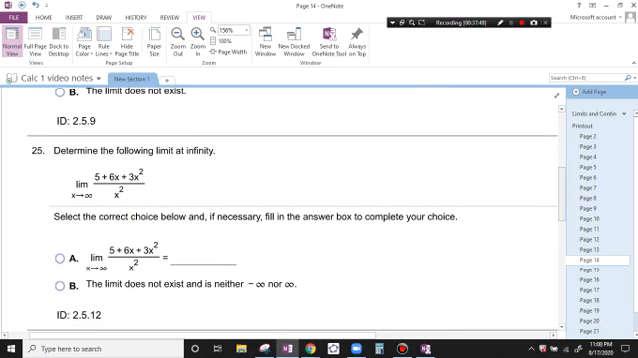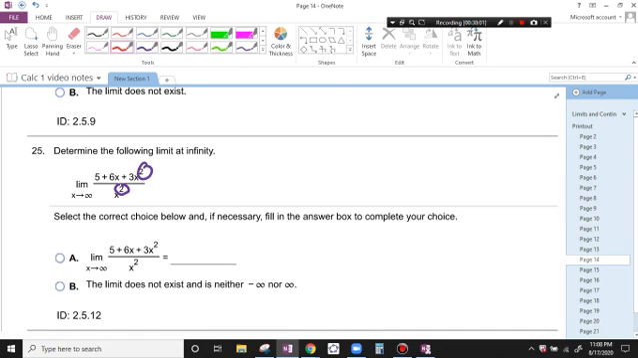So that first one was an example where the power in the denominator is higher than the power in the numerator. Here the powers are equal. And when the powers are equal, you just take the ratio of the coefficients of the highest powers. So the coefficient of 3x squared is 3. The coefficient of this x squared is 1. The answer is 3 over 1 when the powers are the same.